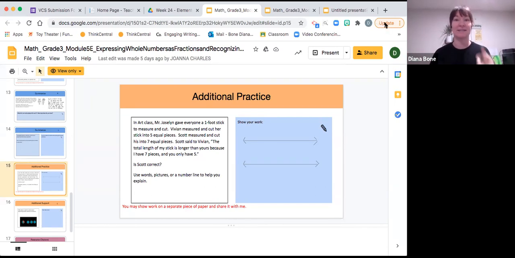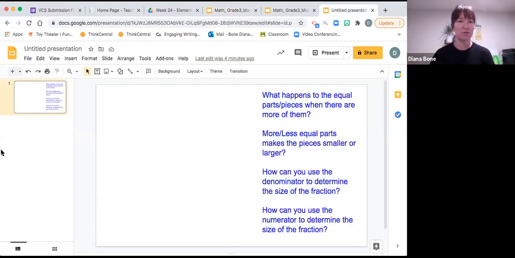So I want to extend and start you thinking about what happens to the size of those fractions when you divide a whole up into equal parts. Let's go to a blank screen, and there are some guiding questions on this screen that I want you to think about as I draw these two fractions.